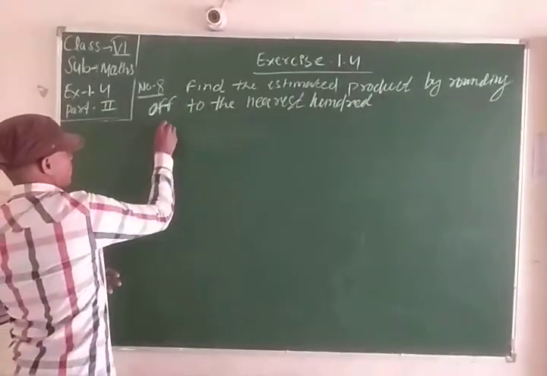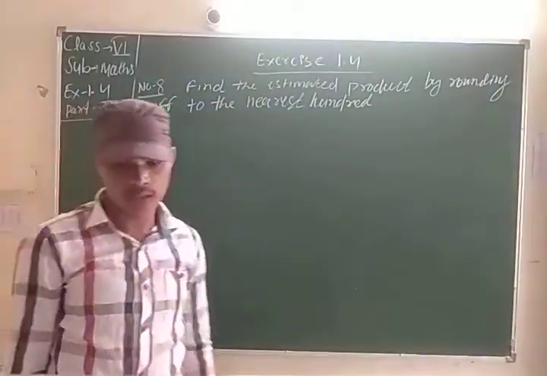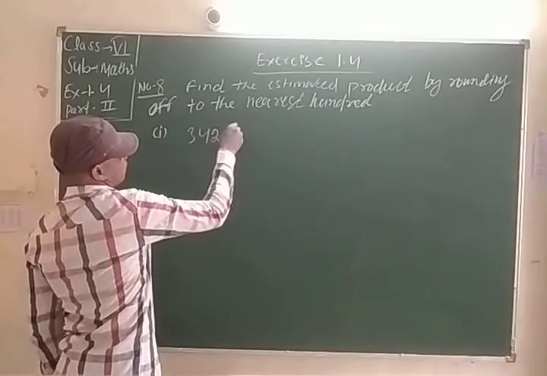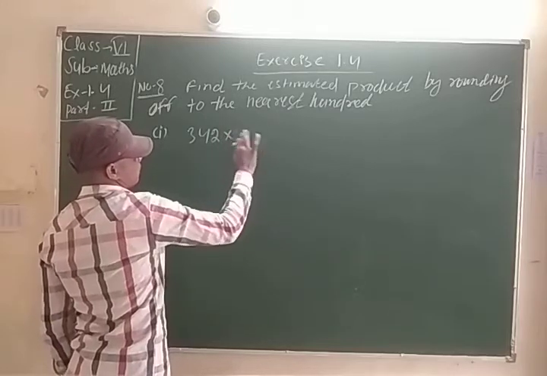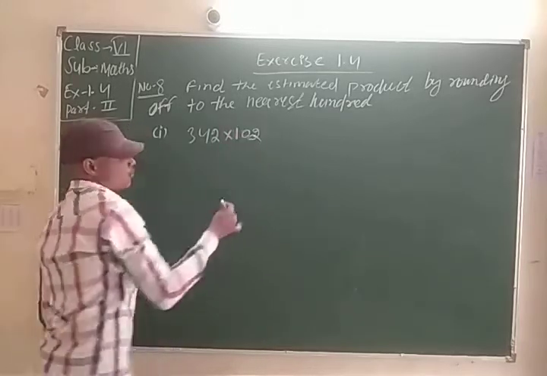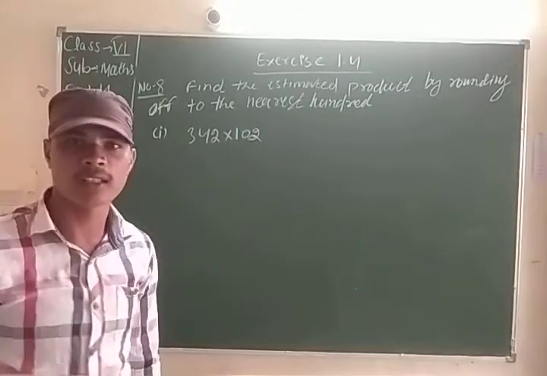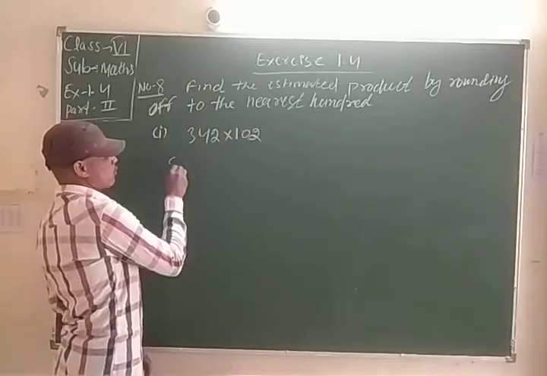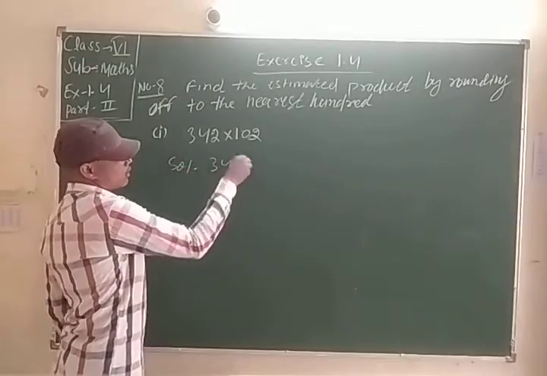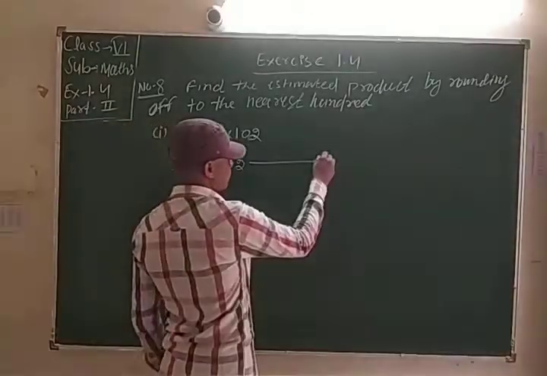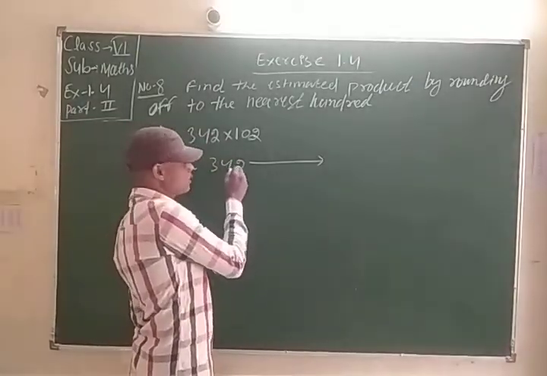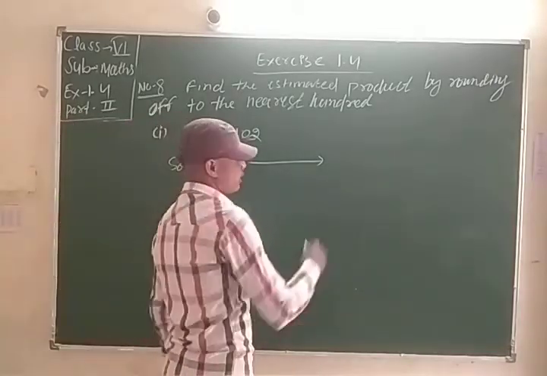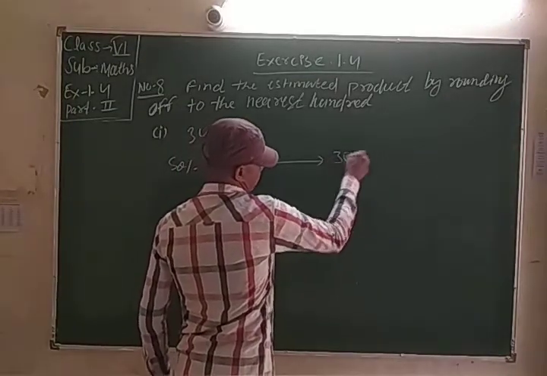Then here the first bit is what? The first bit is 342 into 102. Then we can find the estimated product by what? Nearest 100. So see here, nearest 100. We first round the numbers. If 342 is rounded to the nearest 100, then we look at the tens digit. The tens digit is 4, is it more than 5 or less than 5? Less than 5. So 342 is nearest to 300.